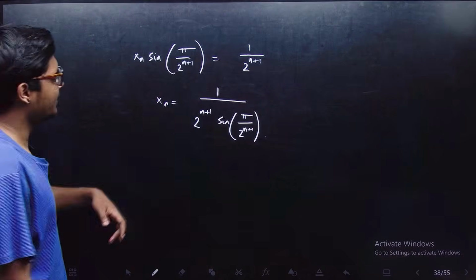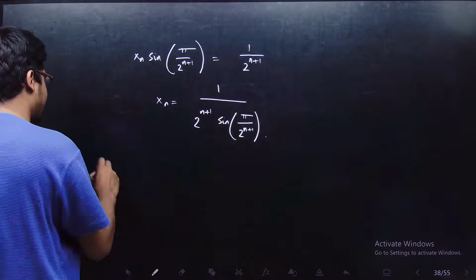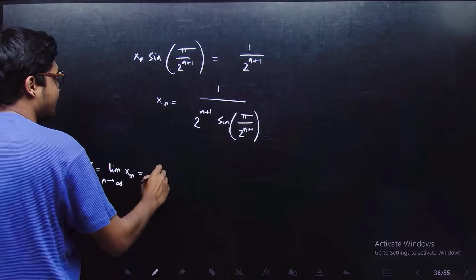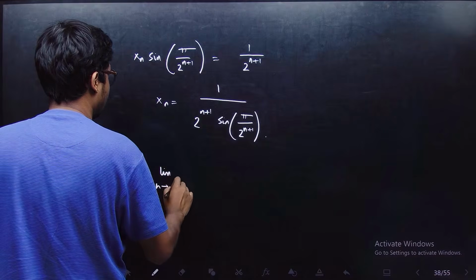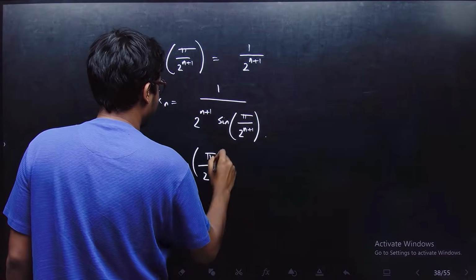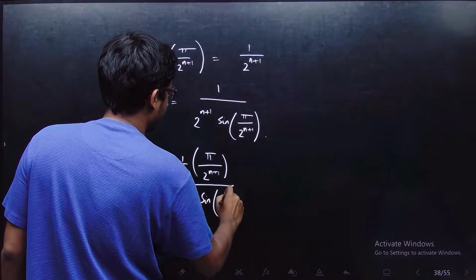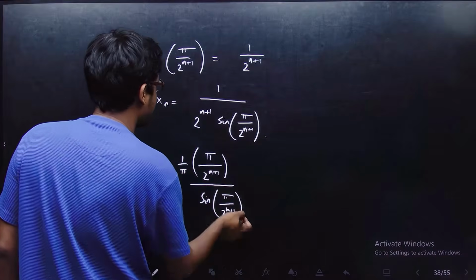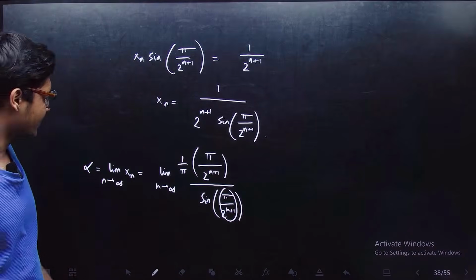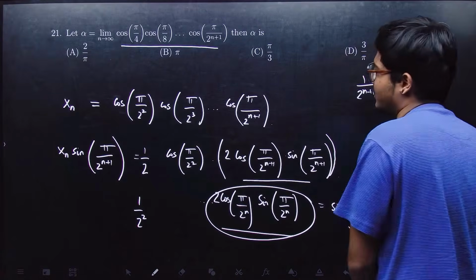Now if I multiply and divide by pi, what am I looking for? I'm basically looking for limit n going to infinity xn. So alpha is nothing but limit n going to infinity xn, which should just be pi, take this 2 power n plus 1 here, divided by, you have to divide by pi because you're multiplying by pi, so sine of pi by 2 power n plus 1. Now see, as n goes to infinity, this quantity approaches 0. So sine h by h, the limit we know goes to 1. So what is the value of alpha? It's 1 by pi, which is option.